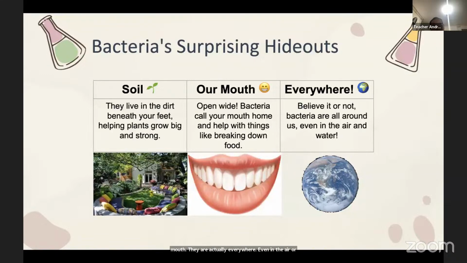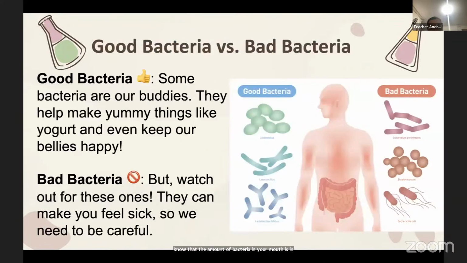So later when you are free, you can look in the mirror and open your mouth wide. Even though you can't see them, you know that the amount of bacteria in your mouth is in the billions. All right. So now we have two different types of bacteria. One is good bacteria, one is bad bacteria.